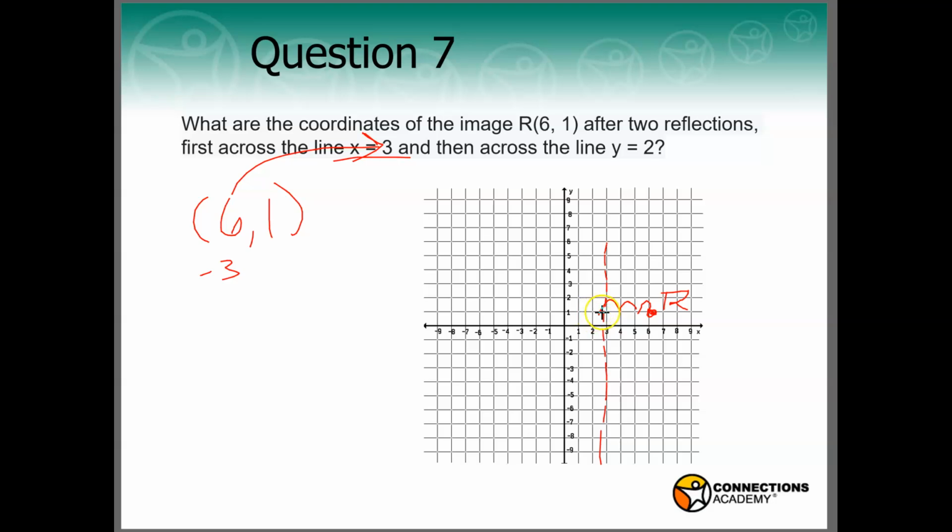Now a reflection is going to be equal distance from that line of reflection. So my new point is going to be at, after I subtract 3 from my point of reflection, and subtract 3 again, I'm going to be at 0 and 1.